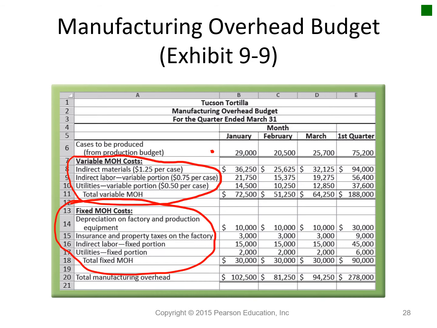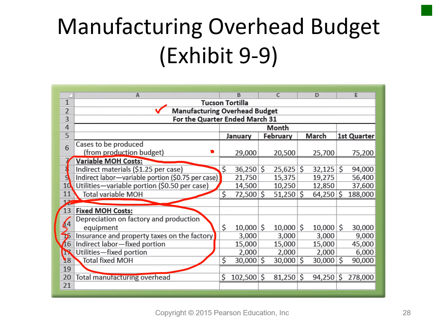So every time you see an overhead budget, you're going to have two basic categories. You're going to have variable overhead and fixed overhead. Typically, your fixed overhead, again, they're just going to tell you all these numbers in a problem. You just have to put them in the right columns. For your variable overhead, you have to do some multiplying. For example, in this case, it says variable manufacturing overhead costs.